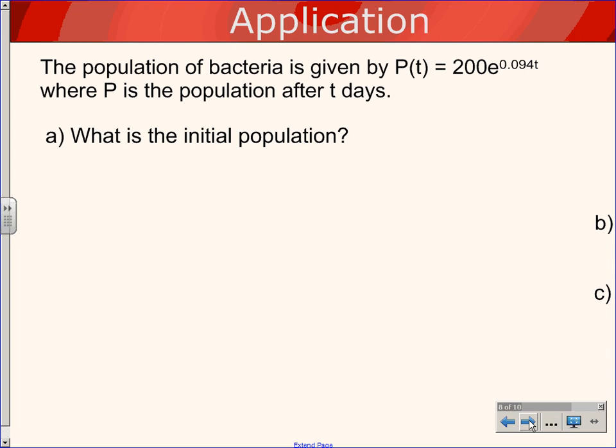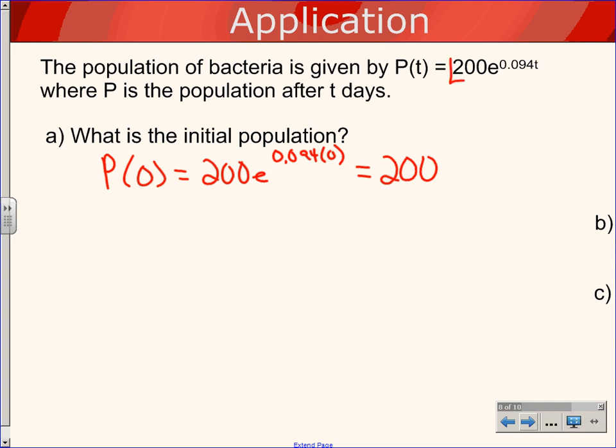Anyway, what is the initial population? Well, to get that, we should sub in 0, right? So that means our exponent is 0. e to the 0 is 1, and 200 times 1 is just 200. So we get our initial population. And that's true for these type of functions. If you have a function of the form a times b to the x, that number in front is always your initial value.